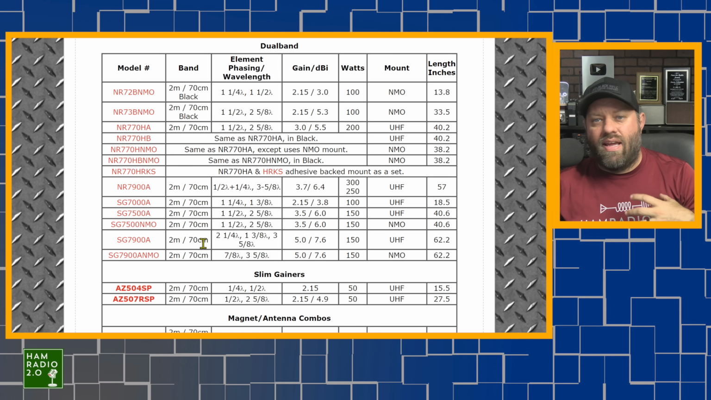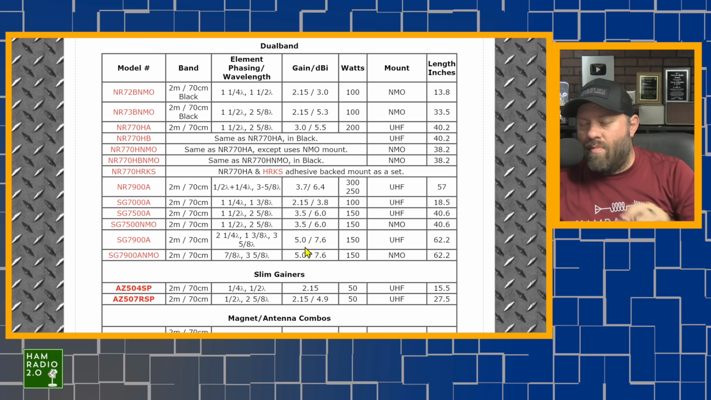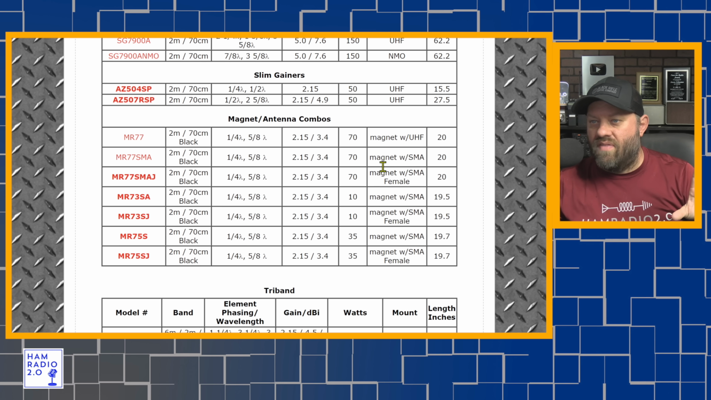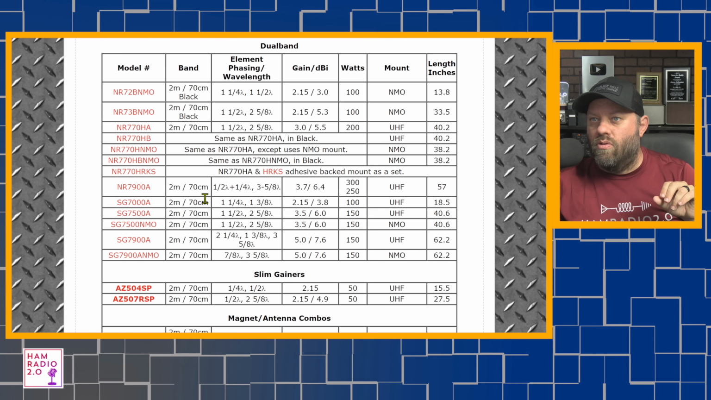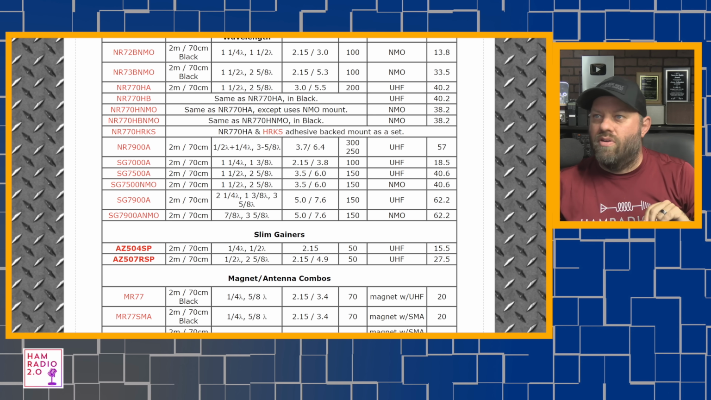You can get Diamond Antennas at HRO. You can get them at Gigaparts. I think RNL sells them as well. This is from Diamond's website where they don't sell their products. They let their vendors sell their products, but you can read up on which ones might work for your specific application from this list right here. So I'm just going to leave a link to this PDF or to this web page right here. You can go through and check out which ones you want.